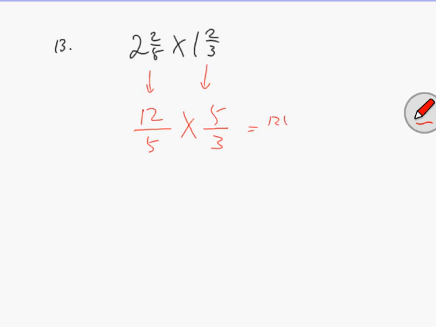So multiply my numerators, multiply my denominators. I get 60 over 15, which is 4. How many 15s in 60? There's exactly 4. Now if I had cross reduced, I could go 5 over 5 is 1 over 1, 12 over 3 is 4 over 1. Multiply your numerators, you get 4. Multiply your denominators, you get 1. 4 over 1 is still 4.